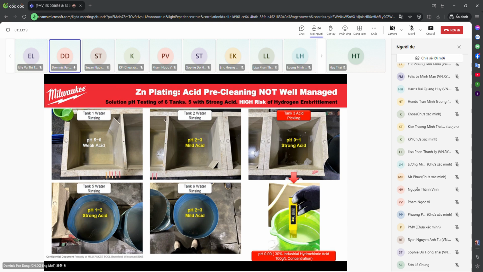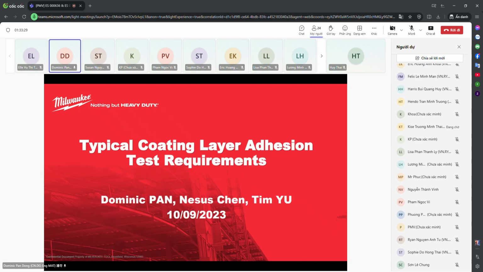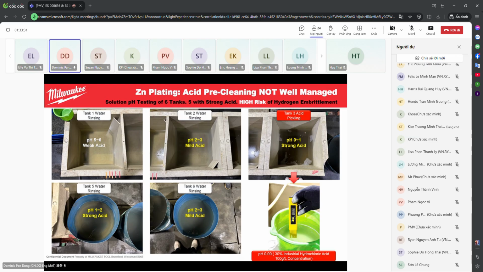Then after that, we helped them make those corrections, and after that, we can see that all of the rinsing water is okay now. But at that time, it gave a very vivid example of how things could go wrong if we don't monitor and control the acid content, or the pH value, in every tank inside the plating line.